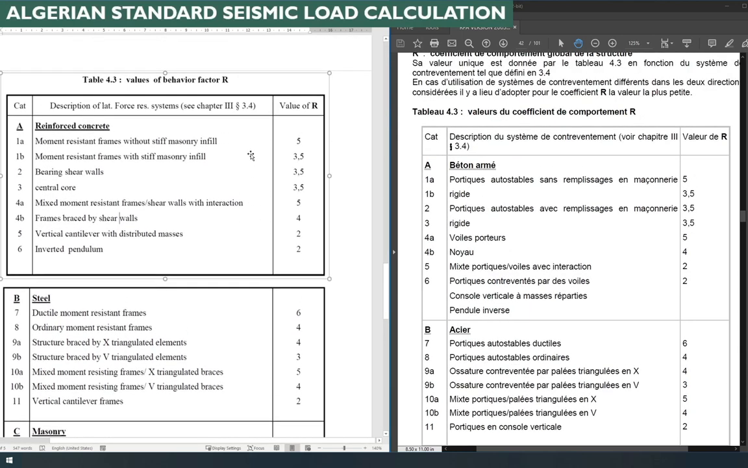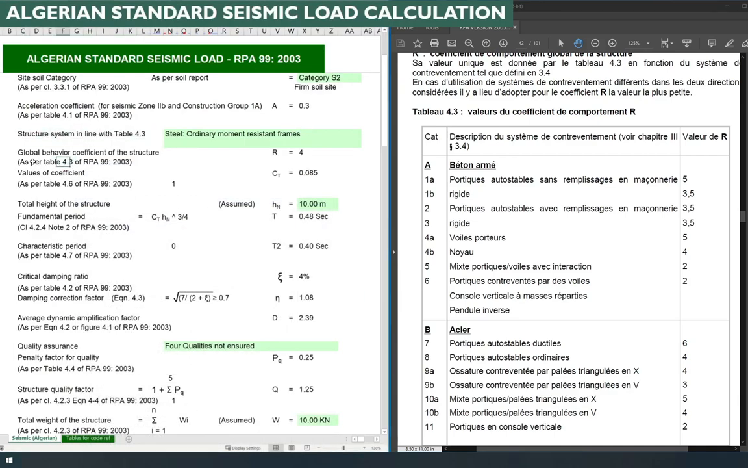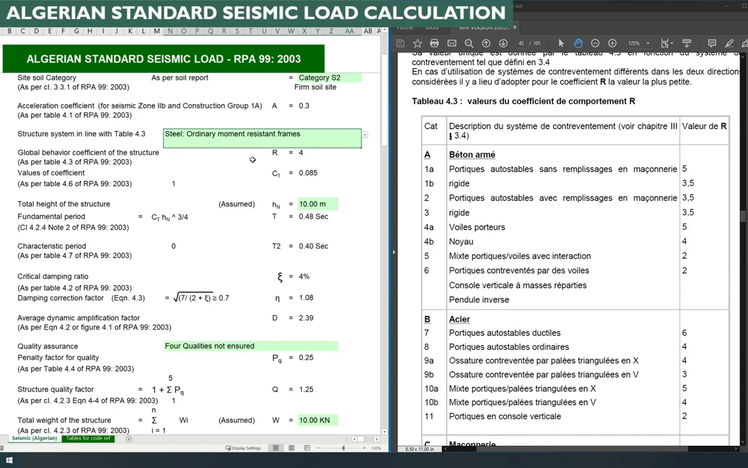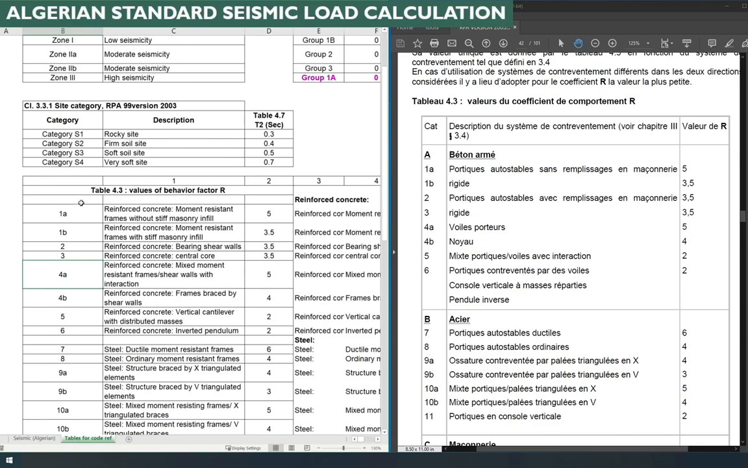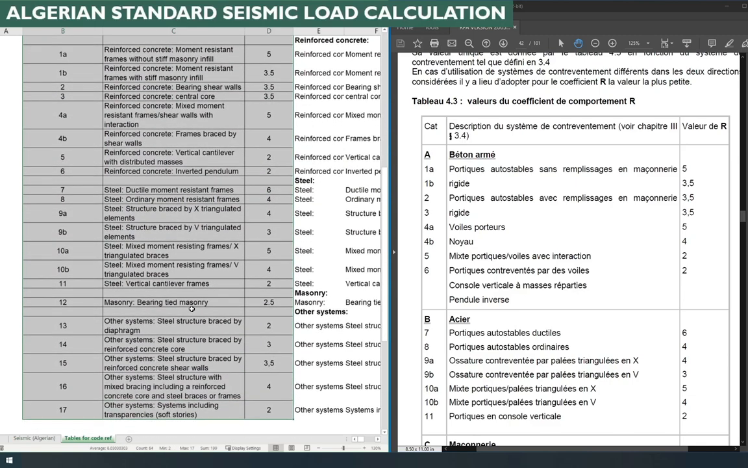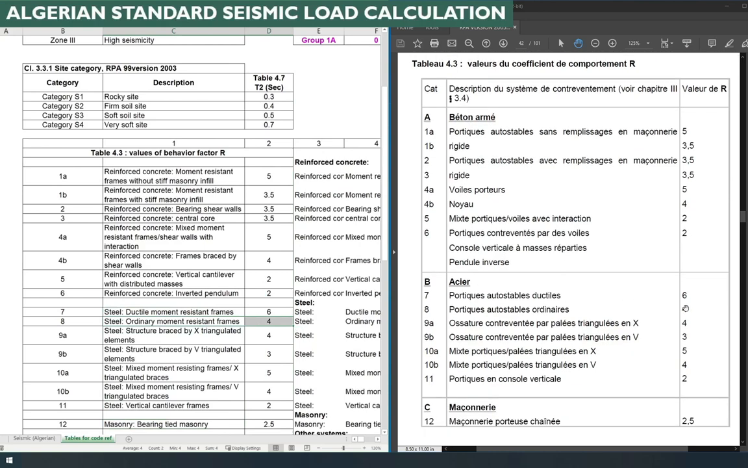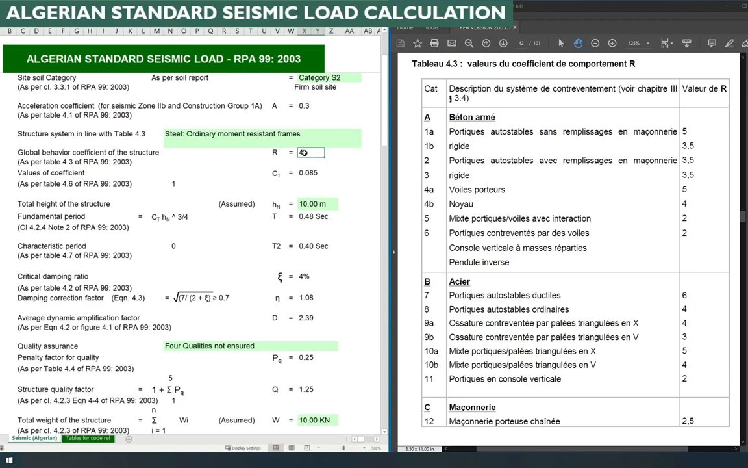Accordingly there are also values of the behavior factor, the structural global behavior factor, also mentioned in the right hand side, R value 5, 3.5 respective to the structure system. So here you can see that the global behavior coefficient of the structure R depends upon the structure system in line with table 4. Various structure systems are listed out here. Based upon that we are selecting steel ordinary moment resistant frames. In the table, the steel ordinary moment resistant frame is considered as 4. So this value is extracted here.